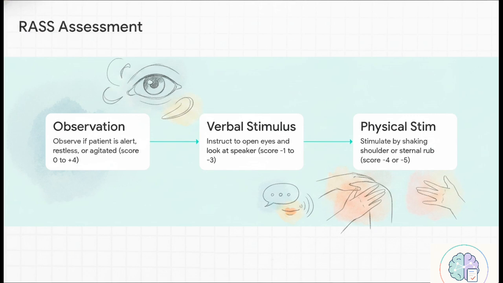Step 1 is purely observational. You just watch the patient. If they're alert, restless, or agitated, they're going to score anywhere from a 0 to a +4 based on that observation alone. Now, if they aren't alert, you move to Step 2, which is verbal stimulus. Just speak to them. If they respond to your voice, they score somewhere between a -1 and a -3. But, and this is key, if there is absolutely no response to your voice, you have to move to Step 3. That's physical stimulation, like a sternal rub. A response here, or a total lack of one, lands them at a -4 or a -5.